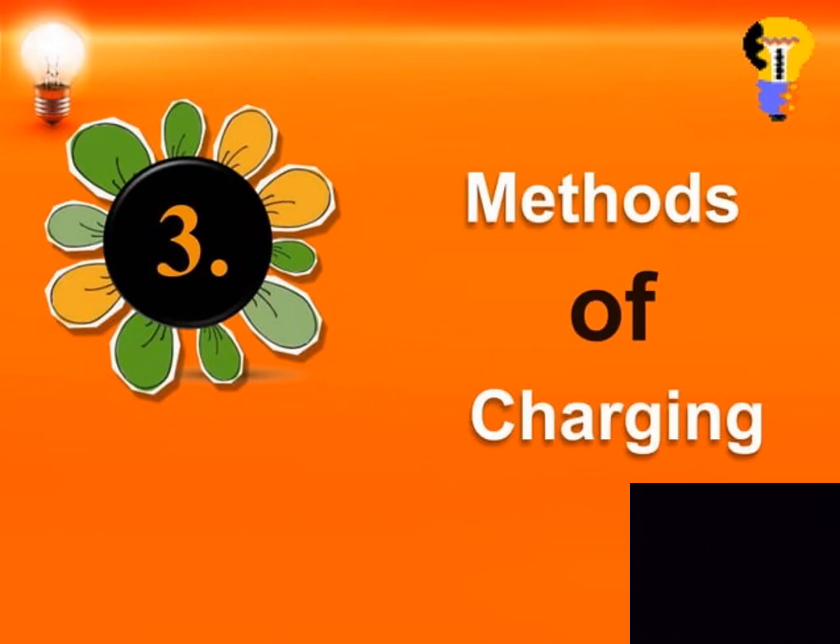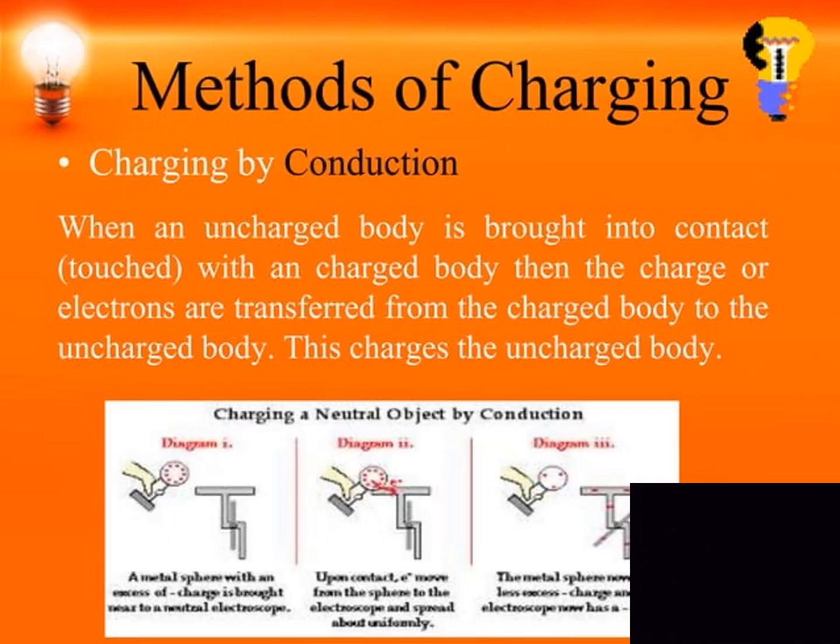Then, methods of charging. What are the different methods of charging? The first one is charging by conduction. How does it charge? Let us see. When an uncharged body is brought into contact with a charged body, the charge and electrons are transferred from the charged body to the uncharged body. This method of charging is called charging by conduction.